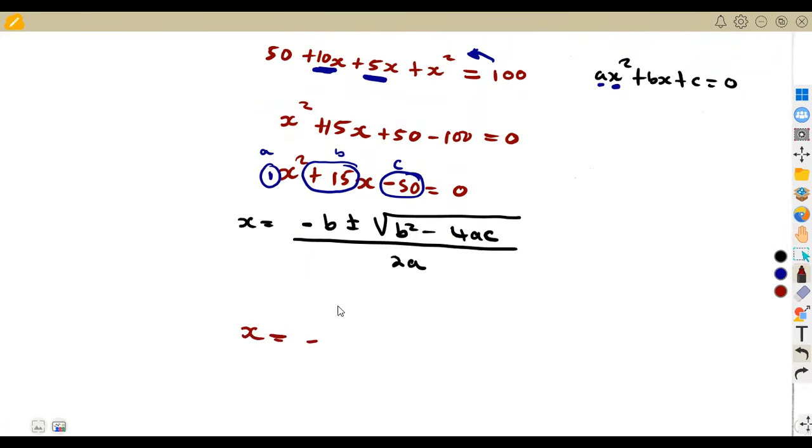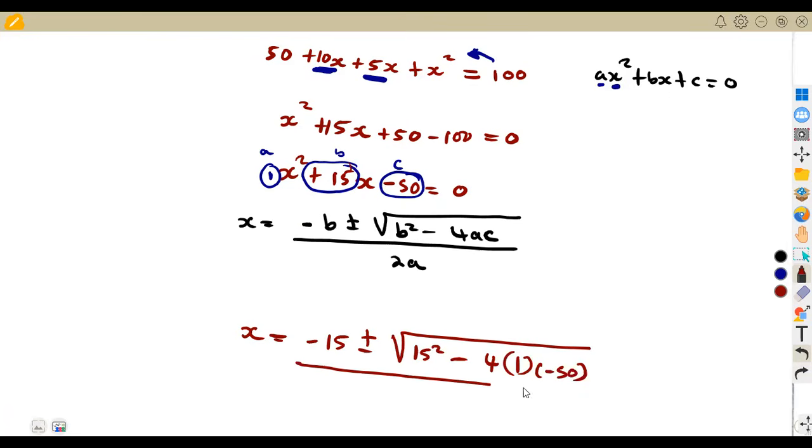So x is equal to minus b, that's minus 15. All right, so it's going to be minus 15 plus or minus the square root of b squared. So this is 15 squared minus 4 times a, which is 1, times c, which is negative 50. All right, so this whole part is over 2 times a, which is 2 times 1.